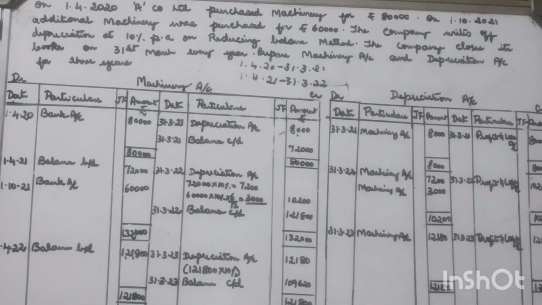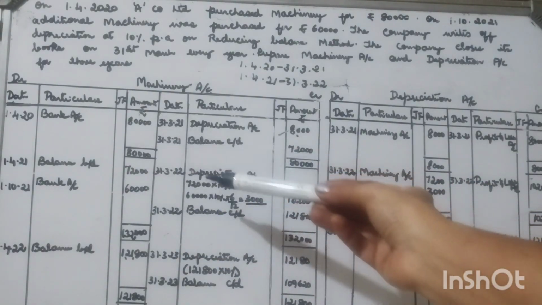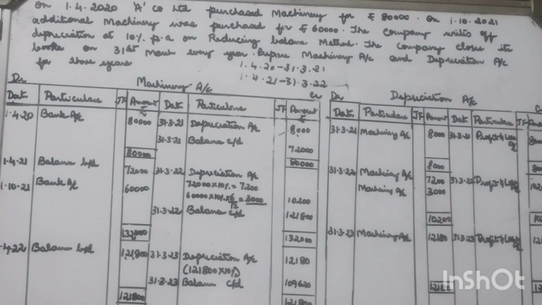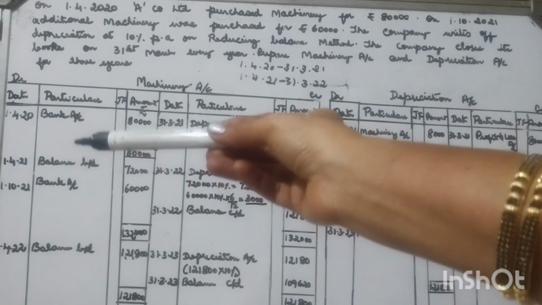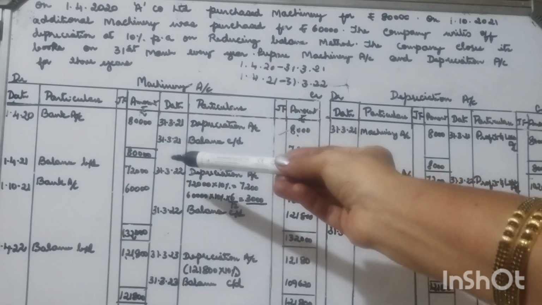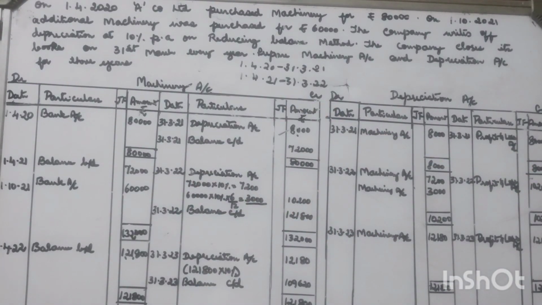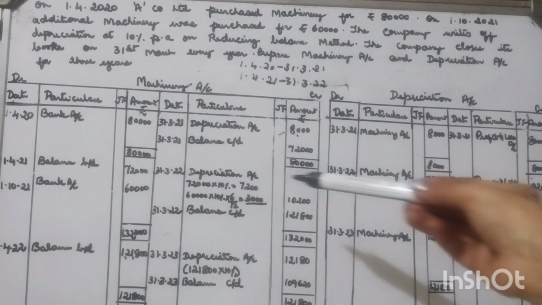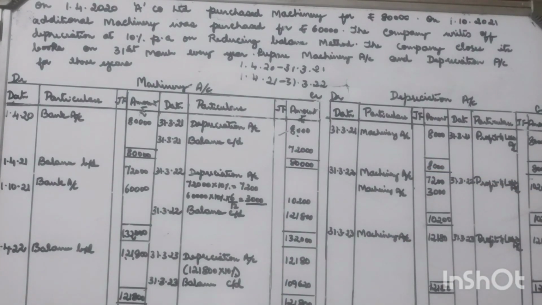And one more machinery is purchased on 1/10. So 60,000 into 10% into 6 months only, because it is not purchased at the beginning of the second year, but on 1/10. From 1/10/2021 till 31/3/2022, that will be for 6 months. So it has to be provided for 6 months only. The amount will be 3,000, and write the total amount as 10,200.